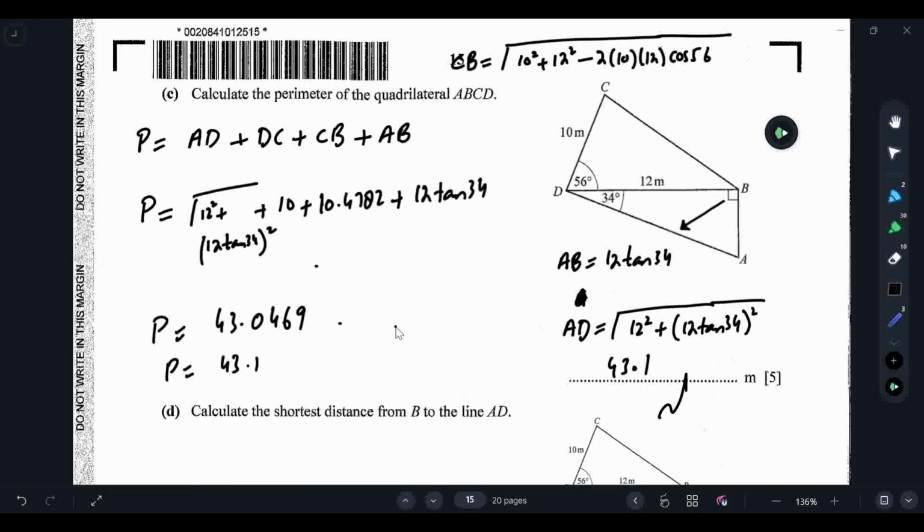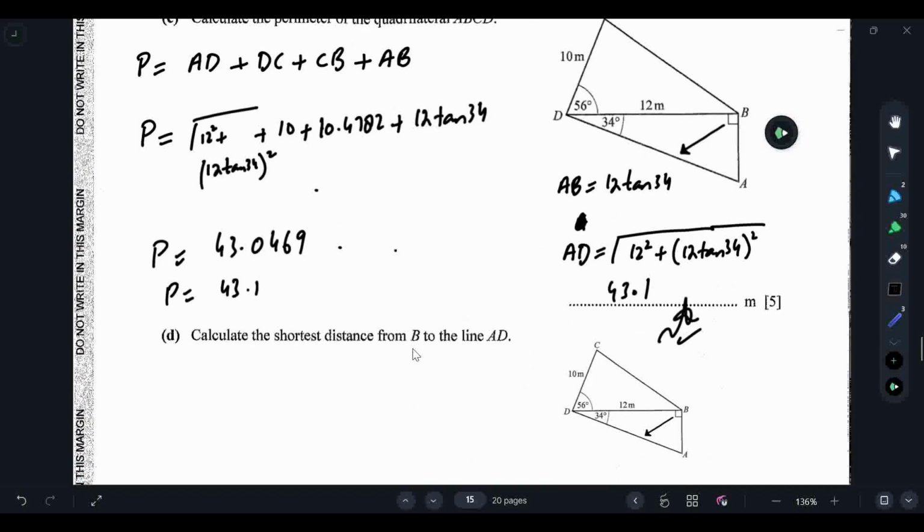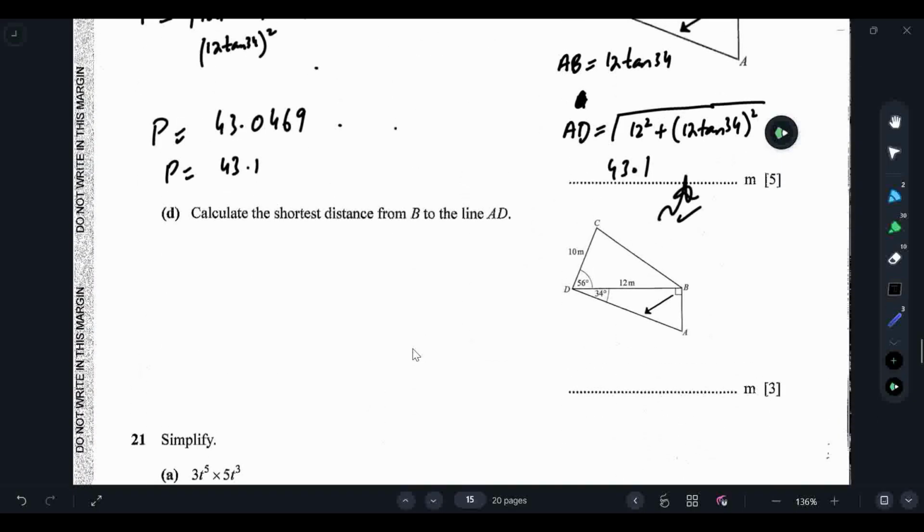I hope that the concept is clear. I prefer that you use the exact values for the final answer so that you will get the accurate final answer. Now let's move to the D part.